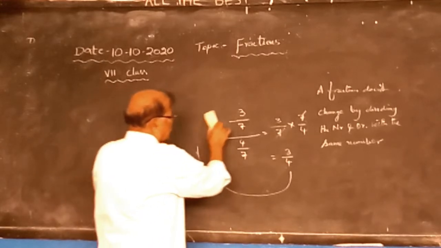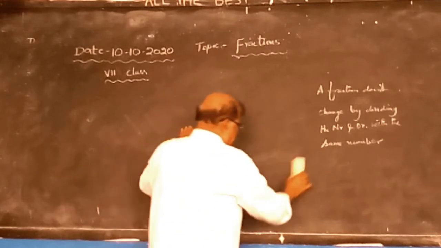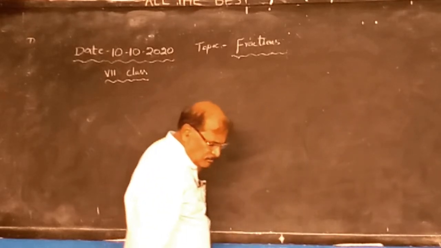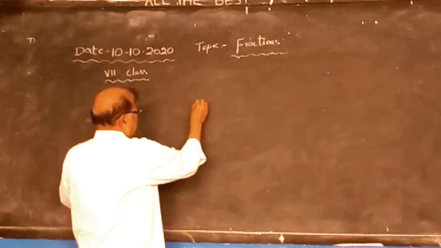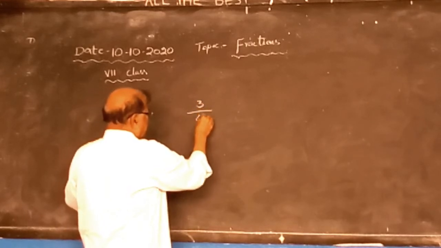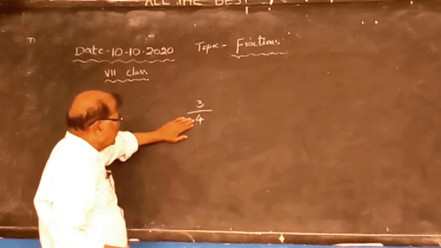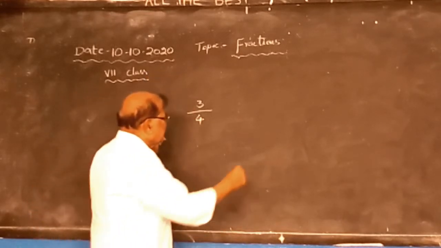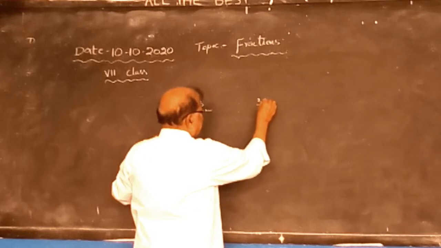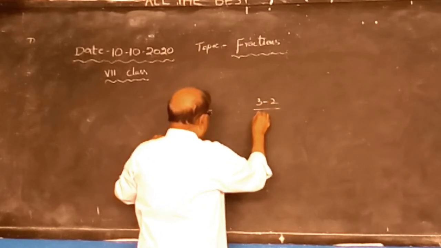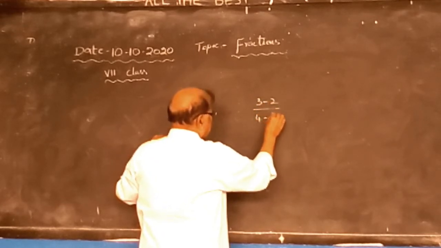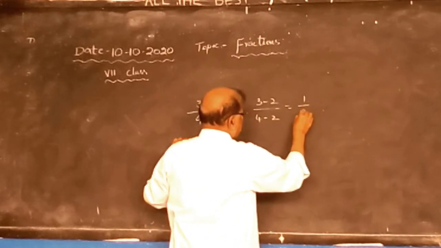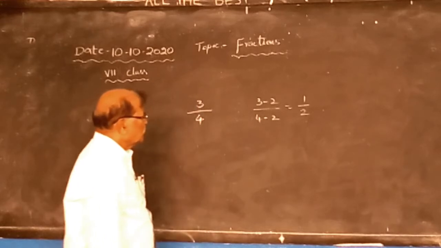Now we discussed multiplication and division. So what about addition and subtraction? Let us see. Take 3 by 4. 4 parts are made, 3 parts are taken out. Let us see. Subtract 2, 4 minus 2. So here we are getting 1 by 2. 1 by 2.